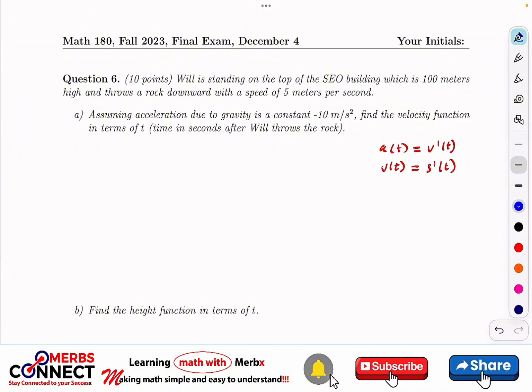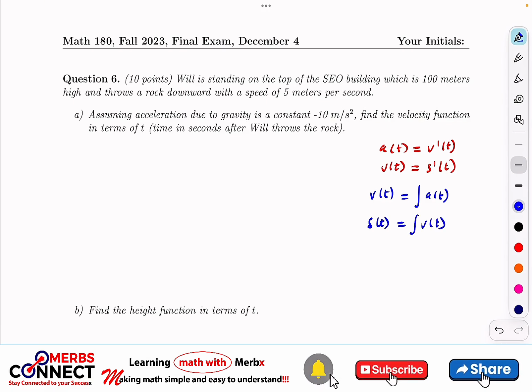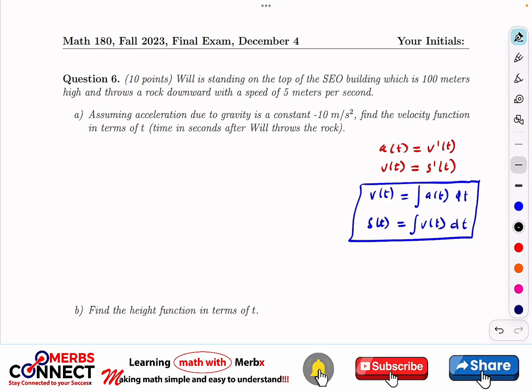But from this function, what we need to know from here is now v of t is equal to the integration of a of t, and then s of t is also equal to the integration of v of t dt. So this is what we are going to use with the blue one. So now let's figure out the information here.